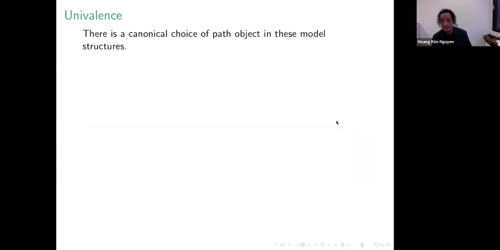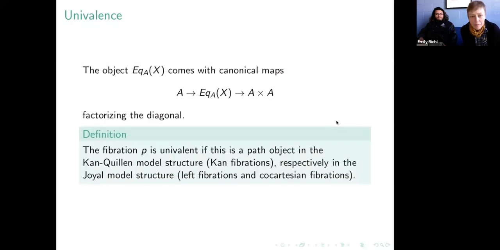Just to make sure I understood the notation, did P go from X to A? Yes. Okay. And this is the object of equivalences constructed from a fixed map P. Right. Okay. Yes. Great.